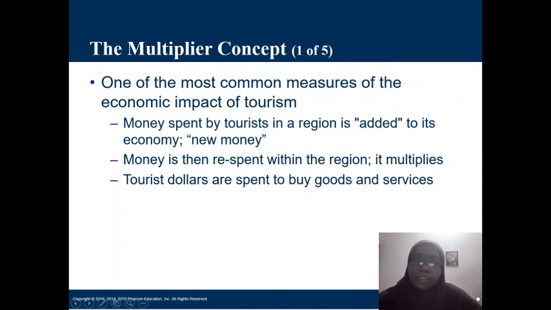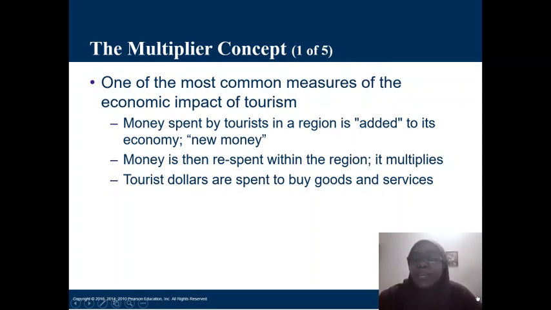Now moving on to the common features. One of the most common features of the economic impact of tourism is the fact that money spent by tourists in a region is added to its economy. Of course, that will be new money. This is a form of income generation. So money spent by tourists in a particular region, because people are coming from other places, is regarded as new money, and it is an addition to the already existing money in that particular region or country.